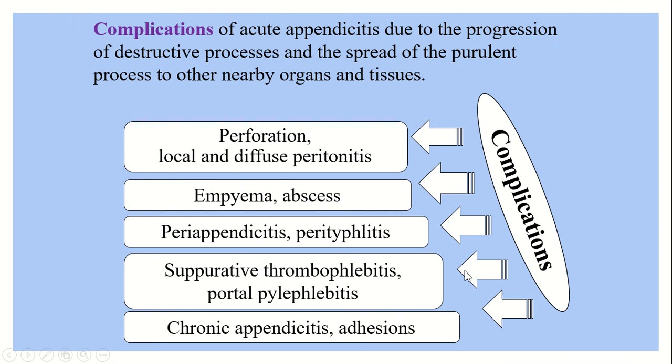The complications of acute appendicitis are due to the progression of destructive processes and the spread of the purulent process to other nearby organs and tissues. They include perforation, local and diffuse peritonitis, empyema and abscess, periappendicitis, pylephlebitis, suppurative thrombophlebitis, portal pylephlebitis, and chronic appendicitis and adhesions.